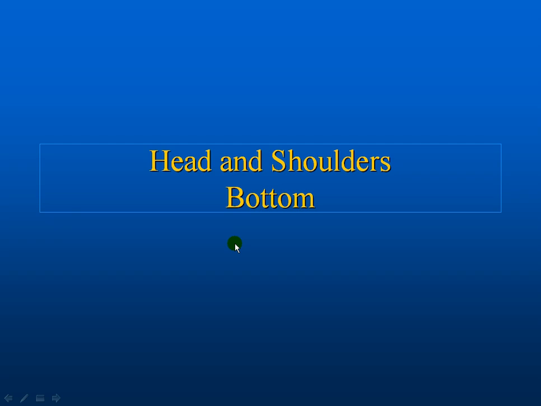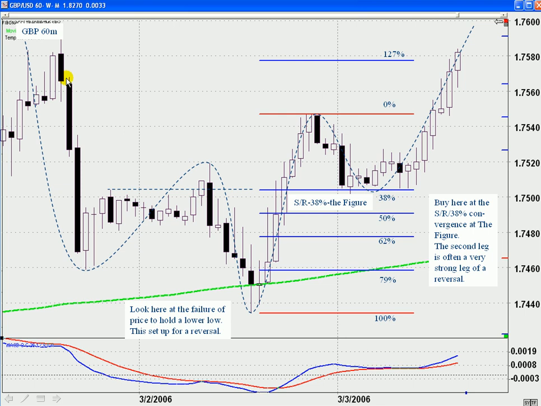Head and Shoulders bottom using Fibonacci retracement levels. We have this downswing. Price forms a low. Distinctive change in direction here. Forms a low right here at the 10-day moving average.